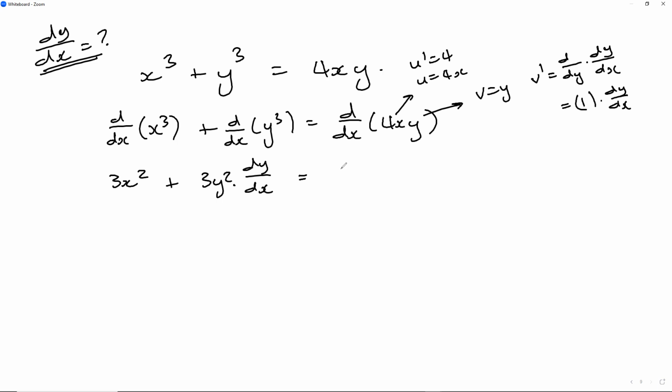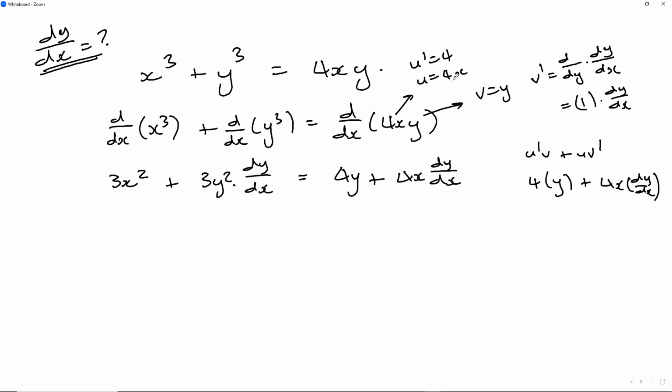And that's going to be equal to the product rule, which is going to be u dash v plus u v dash. So 4 multiplied by y plus u, which is 4x multiplied by dy dx. That will be 4y plus 4x dy dx. Remember, u is 4x, v dash is dy dx, u dash is 4, and v is y.